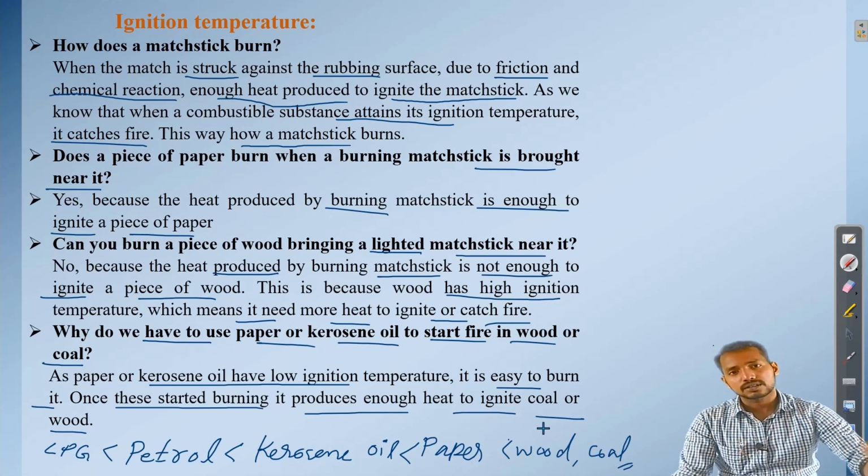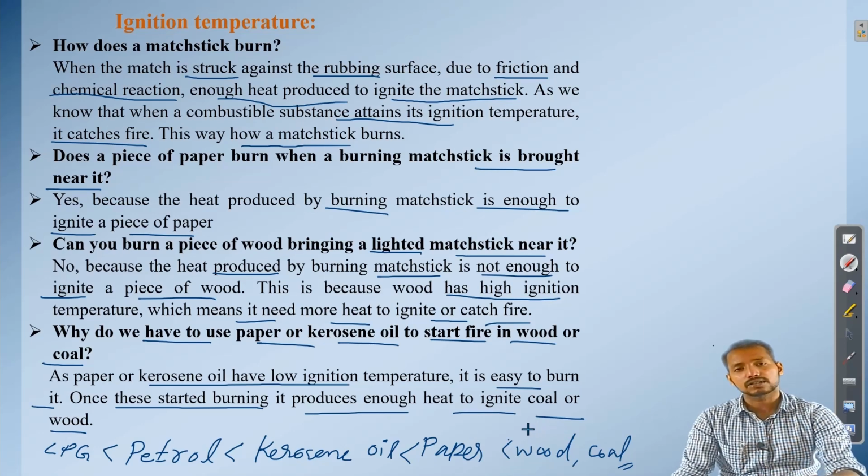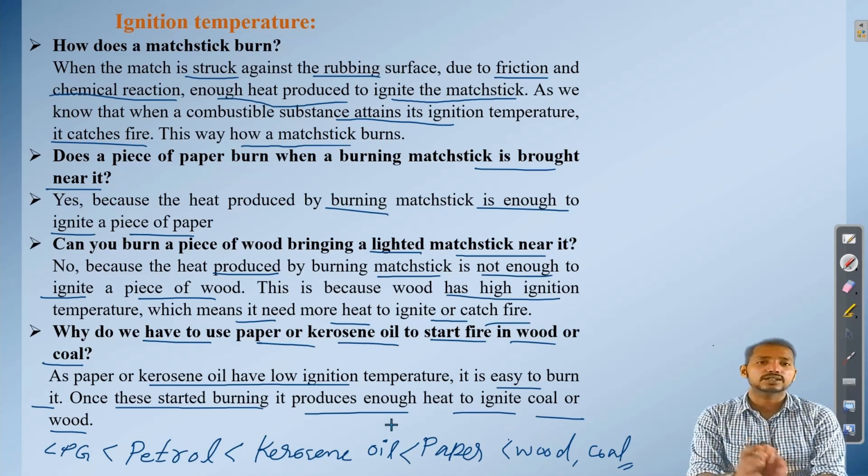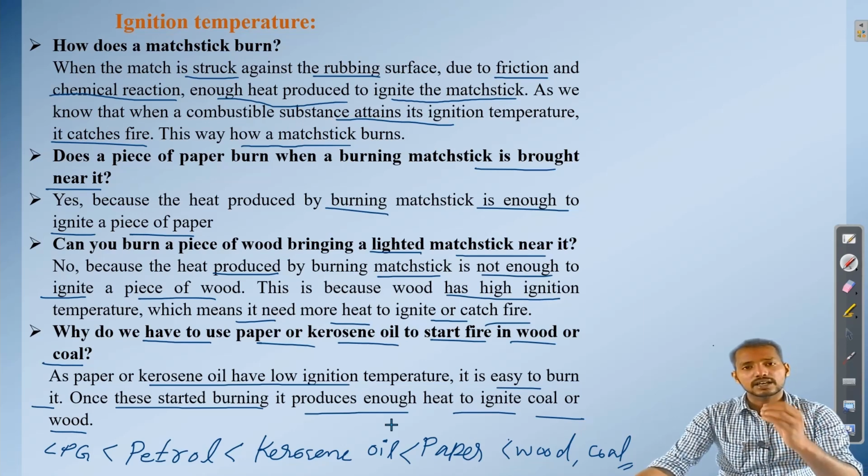And also this ignition temperature depends on the dryness of the substance, whether the substance is wet or dry. When we try to burn dry leaves of plants, they catch fire easily.